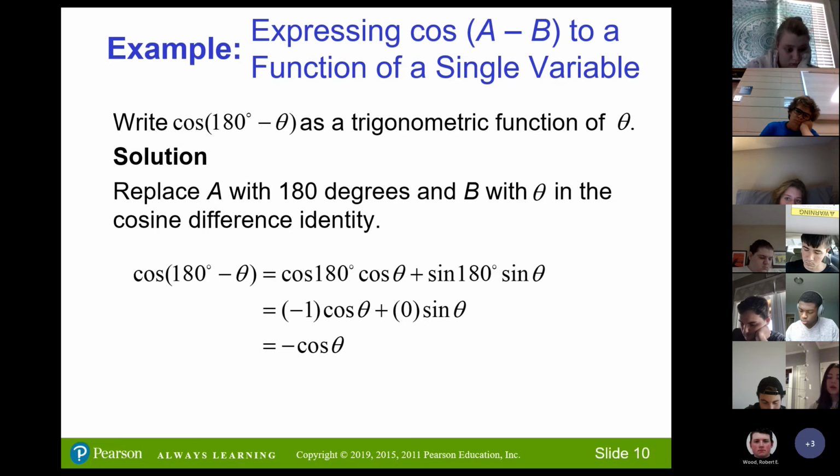Now, this one is not solvable. You can only get it down to the cosine of theta. So you need to make a distinction in your notes that this one you don't get down to an angle or an exact value. It's just cosine of theta or negative cosine of theta.